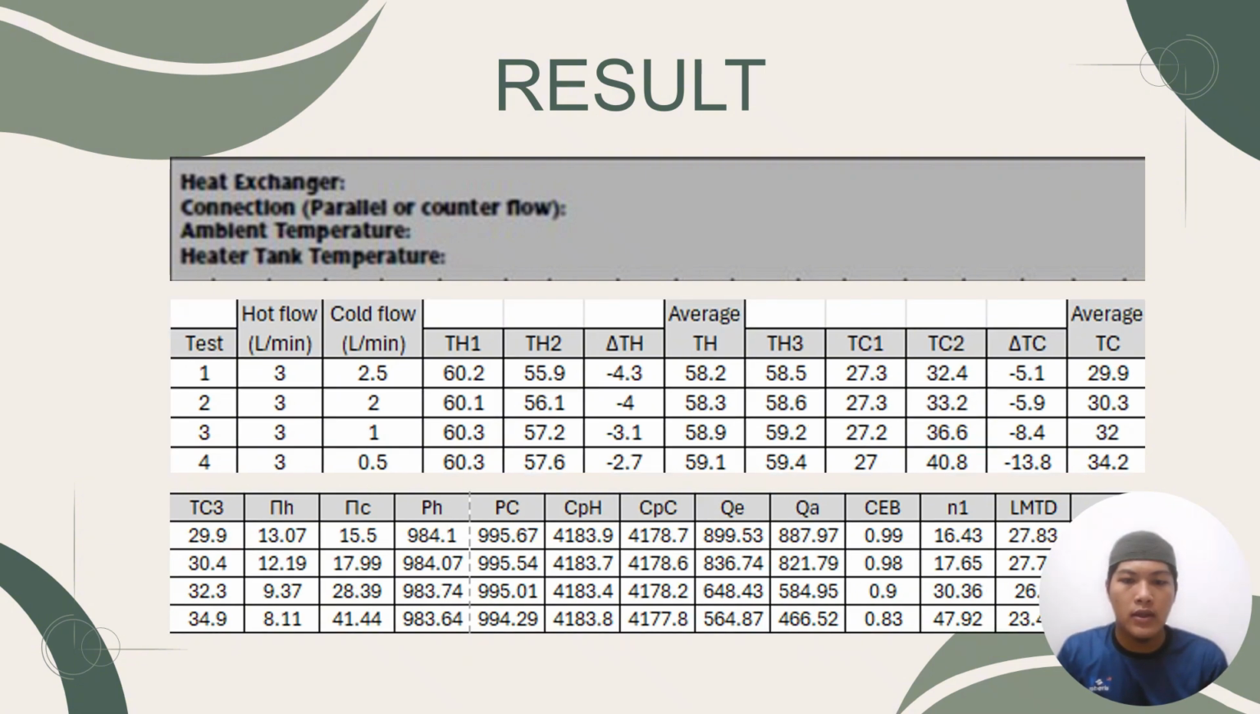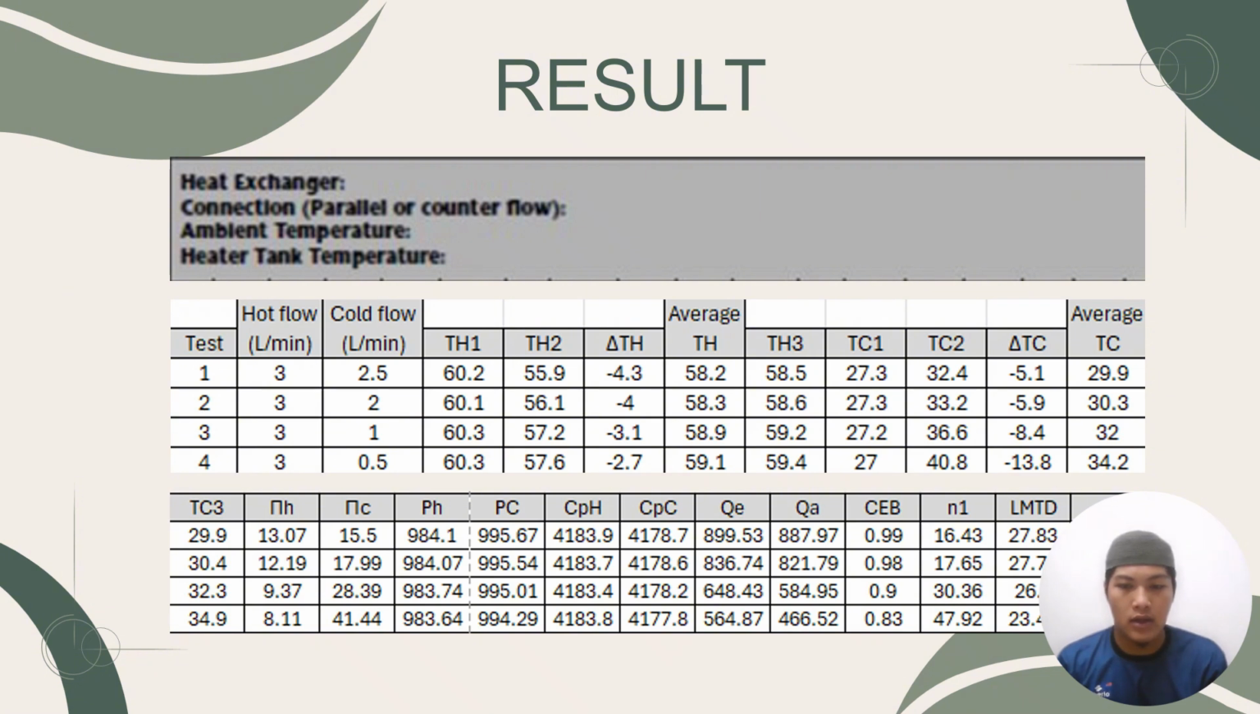For this table is parallel flow. At the same table, in the experiment, we can record data TH1, TH2, TH3, TC1, TC2, and TC3. For other data, we need to make calculation using the formula that's given in the sheet.